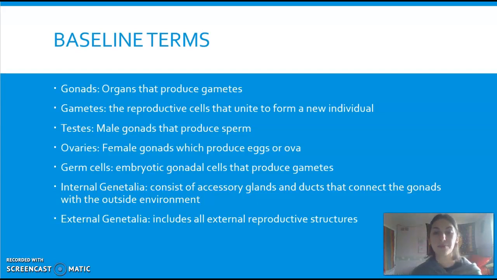Gonads are the organs that produce gametes. Gametes are the reproductive cells that unite to form a new individual. Testes are the male gonads that produce sperm. Ovaries are the female gonads which produce eggs or ova. Germ cells are embryonic gonadal cells that produce gametes. Your internal genitalia consists of accessory glands and ducts that connect the gonads with the outside environment, and external genitalia, which includes all external reproductive structures.